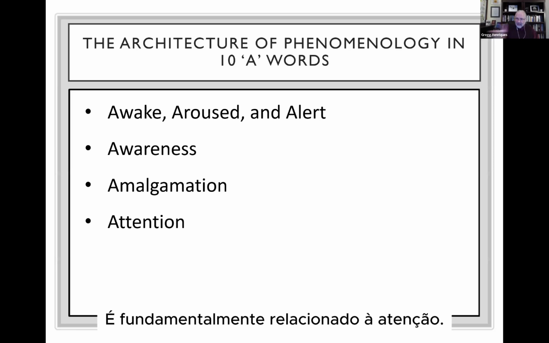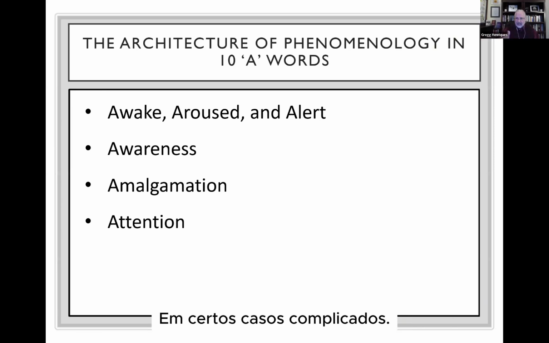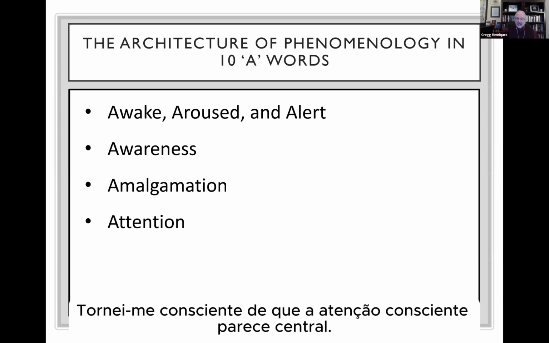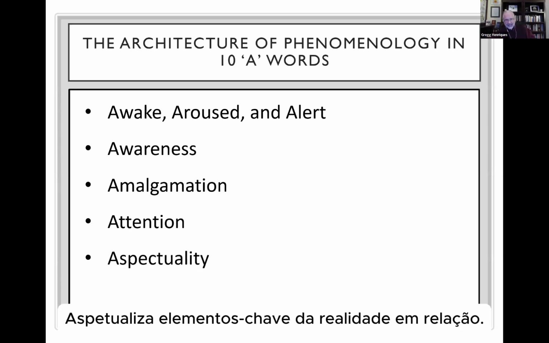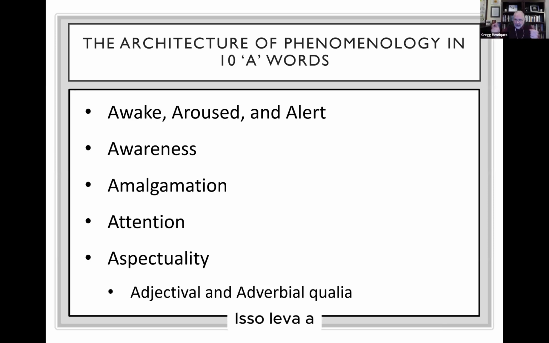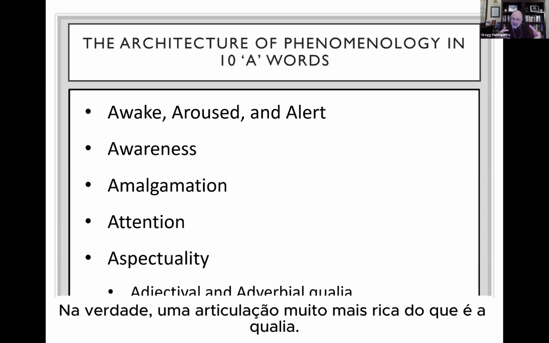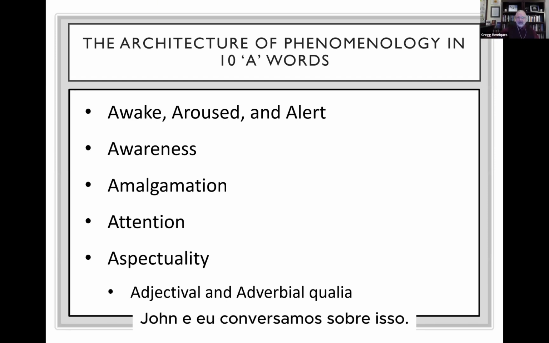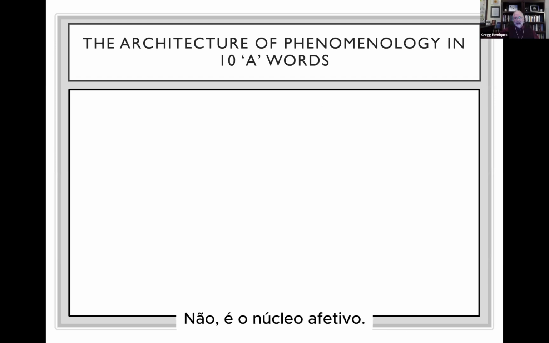It's fundamentally related to attention in certain complicated, deep, and overlapping ways, where I direct my attention, I become conscious of. Conscious attention seems central. It aspectualizes key elements of reality and relation, meaning I don't see, of course, the whole reality. I see only slices that I'm relevantly framing. And that gives rise to a much richer articulation of what qualia is, because there is qualia that binds through attention versus the conscious contents. John and I talked about that, of course, in Untangling the World Knot.